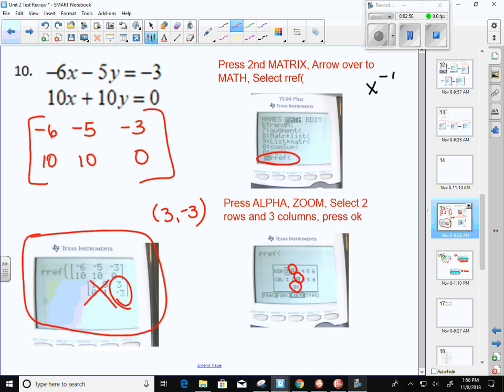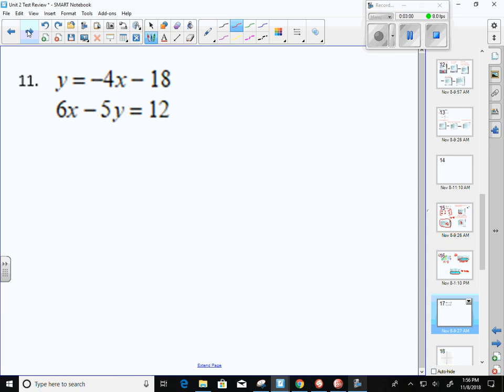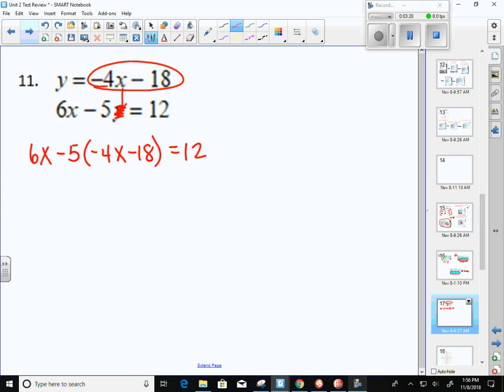All right, number 11. Number 11 is set up for substitution. So on number 11, you're going to take what they tell you y is equal to and replace the y in the second equation with that information. So you'd have 6x minus 5. Now we're replacing the y with -4x minus 18 equals 12.